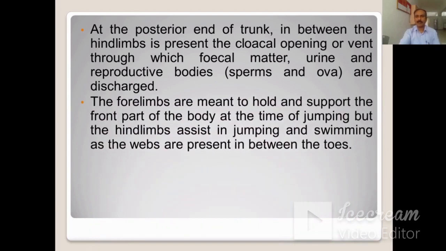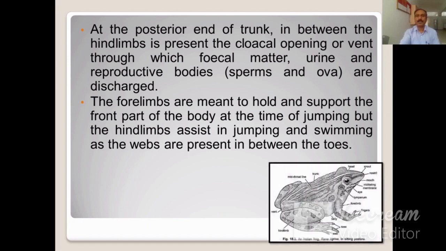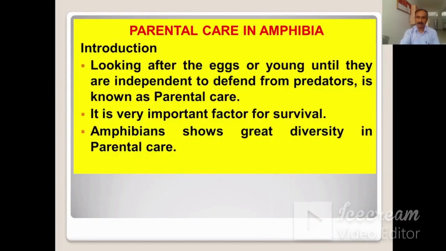The forelimbs are meant to hold and support the front part of the body at the time of jumping, but the hind limbs assist in jumping and swimming as webs are present in between the toes. These are the figures of the frog.